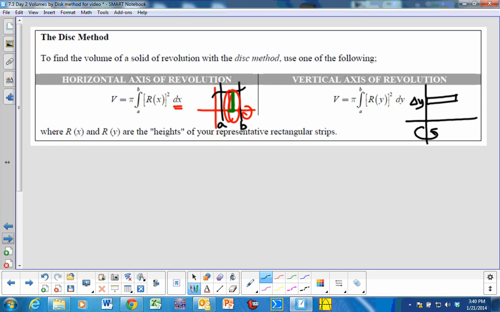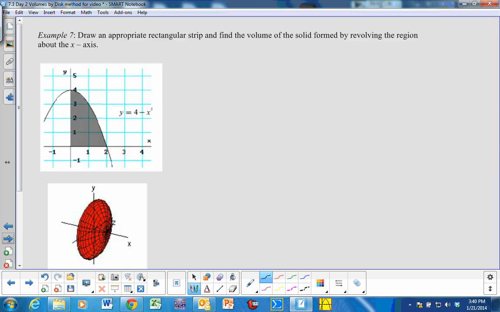And so those are the heights of your little representative rectangles, and those are really important. That's why we talked about that for area, how important it was to start that. Okay, so let's look at this example.